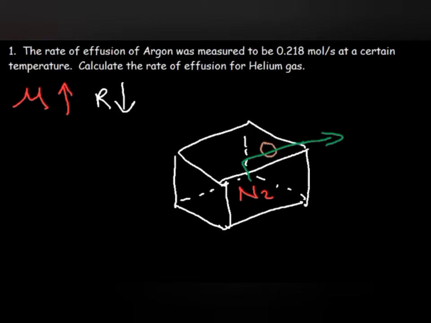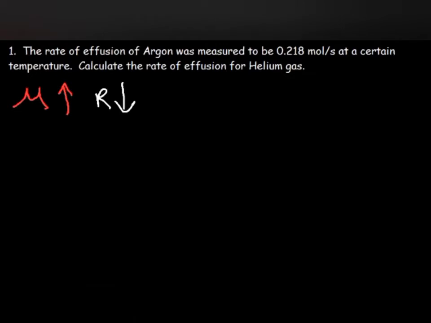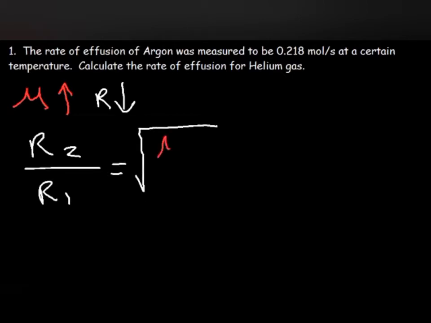Now the equation that you need, Graham's law of diffusion, it's R2 over R1 is equal to the square root of the second molar mass divided by the first one. Actually, it's the other way around. It's M1 over M2, because they have to be inversely related. So now how can we use this formula to calculate the rate of effusion for helium gas?